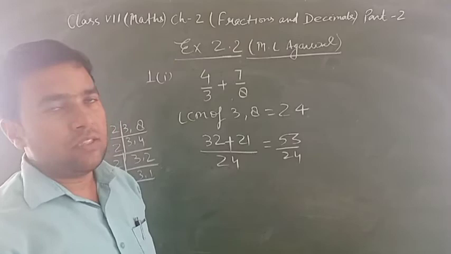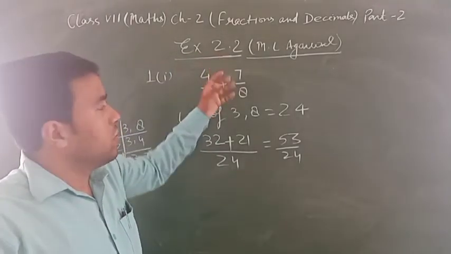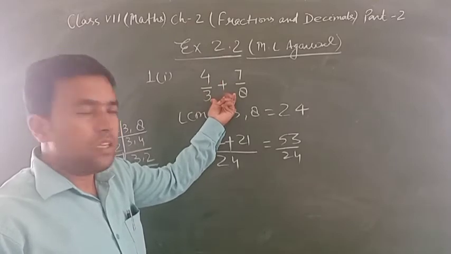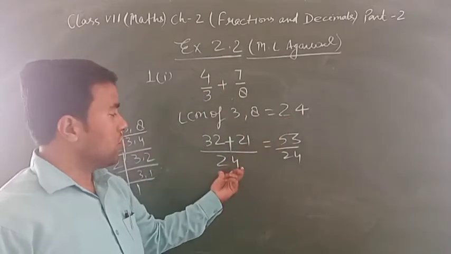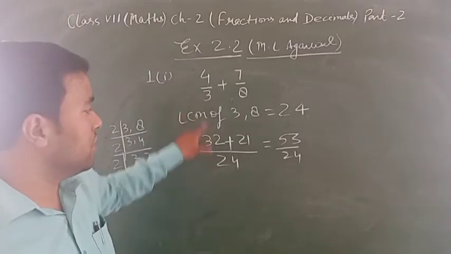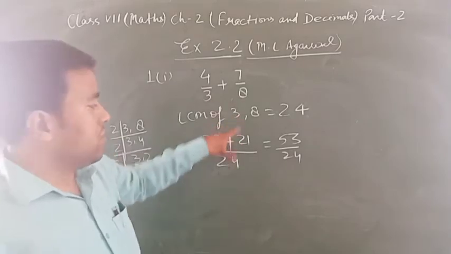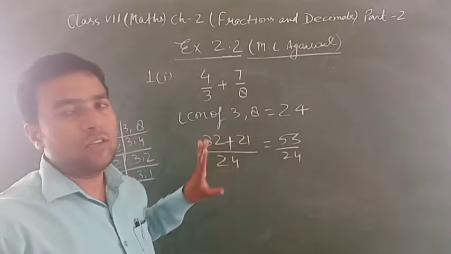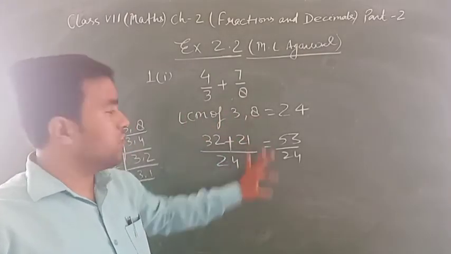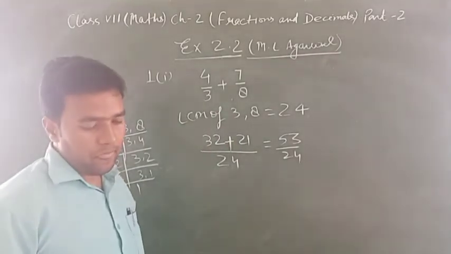Means 4 by 3 plus 7 by 8 is given. You have taken LCM of denominator. LCM is 24. Denominator divided by denominator. 3 8 is 24. 8 4 is 32. Plus 8 3 is 24. 3 7 is 21. 32 plus 21 equal to 53 by 24. Clear? Note down this.